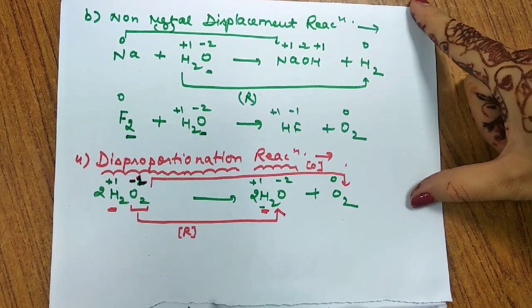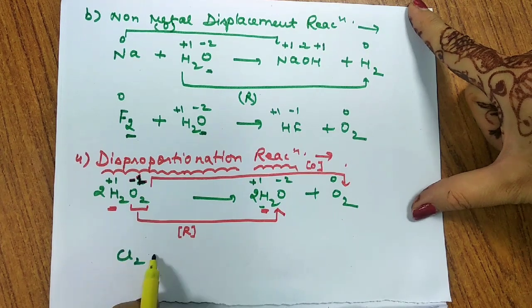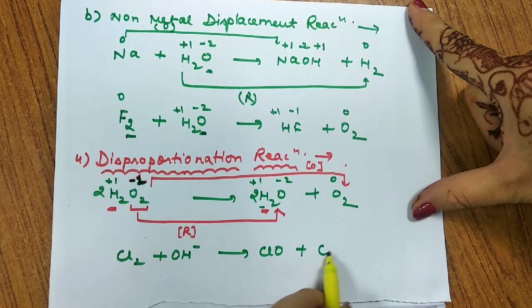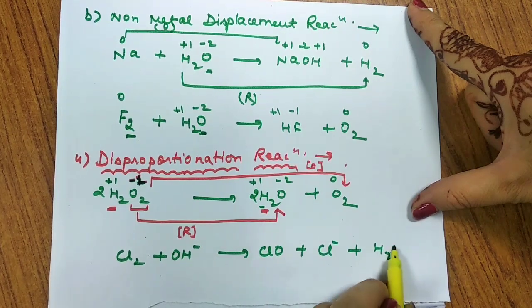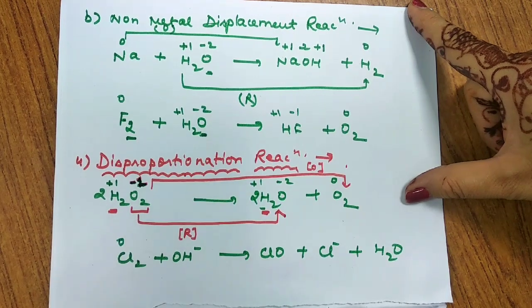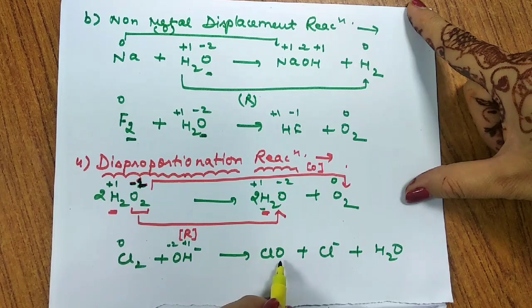Okay, now you will say, ma'am, give some more examples. Let us consider a few more examples. So I'm having Cl2 plus OH minus, and it changes into ClO minus and Cl minus and H2O. Let us find the oxidation number. Cl2 is 0. Okay, oxygen -2, hydrogen +1.